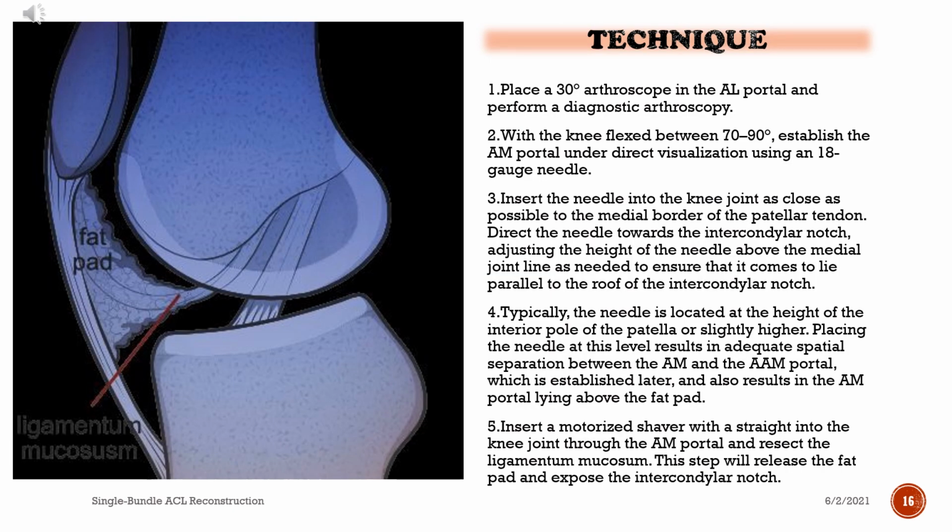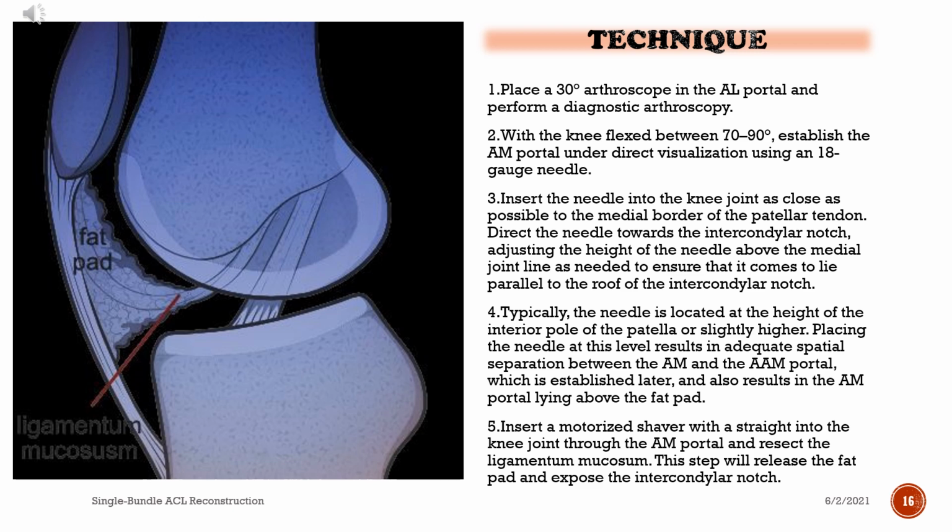Technique. 1. Place a 30 degrees arthroscope in the AL portal and perform a diagnostic arthroscopy. 2. With the knee flexed between 70 to 90 degrees, establish the AM portal under direct visualization using an 18-gauge needle. 3. Insert the needle into the knee joint as close as possible to the medial border of the patella tendon. Direct the needle towards the intercondylar notch, adjusting the height of the needle above the medial joint line as needed to ensure that it comes to lie parallel to the roof of the intercondylar notch.